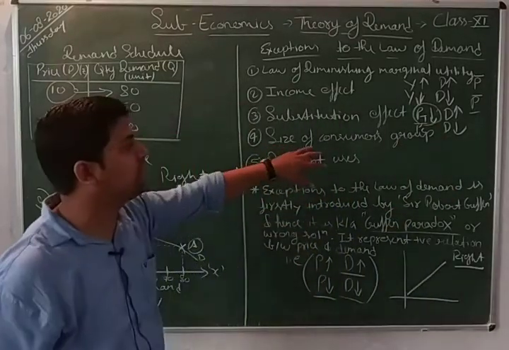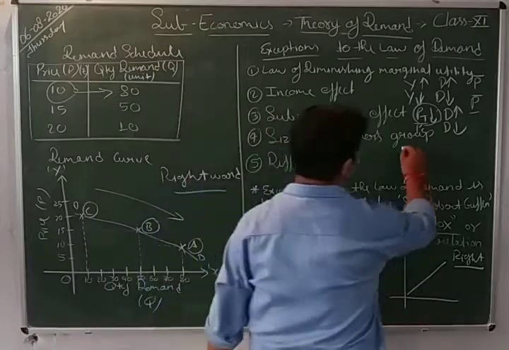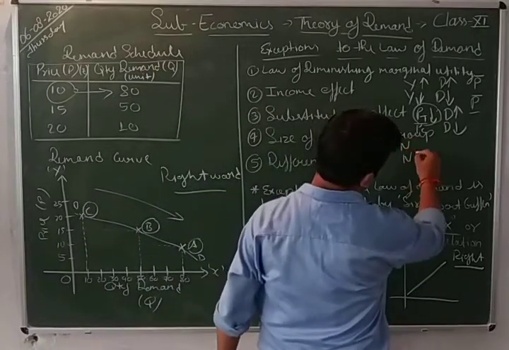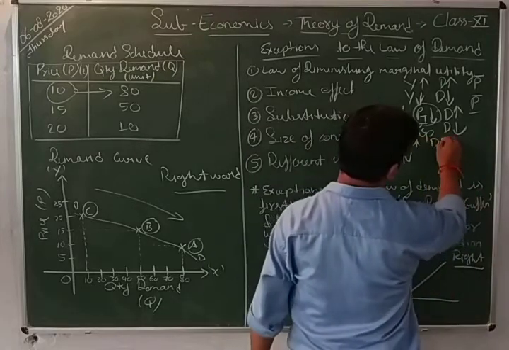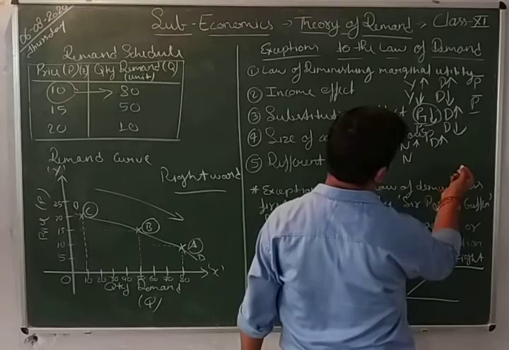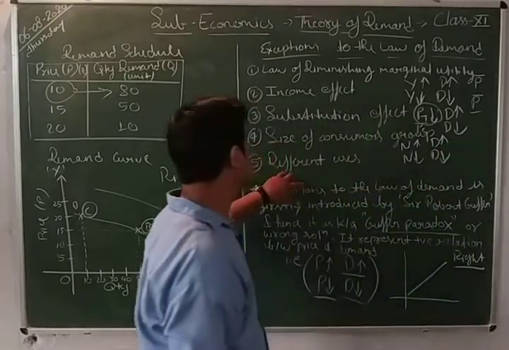Fourth one is size of consumer group. The size of the consumer group is denoted by n. If the consumer group size or population increases, then demand also increases, and if the size of the population decreases, then demand also decreases.